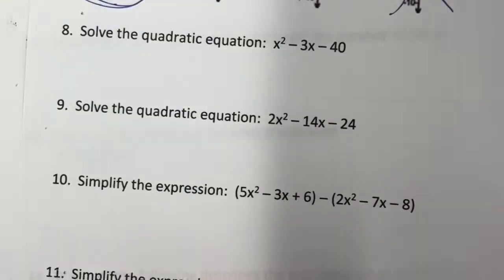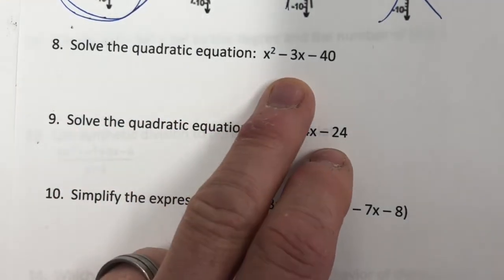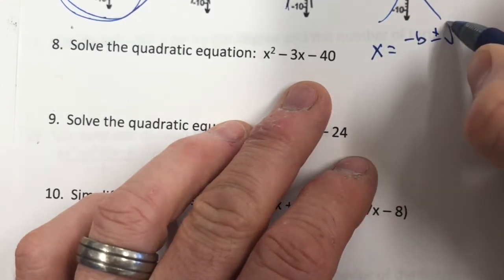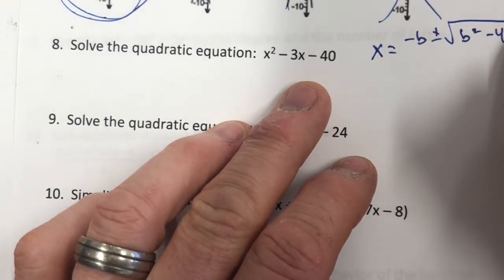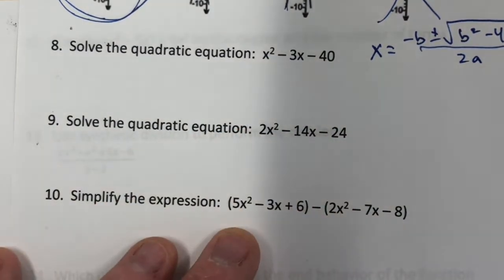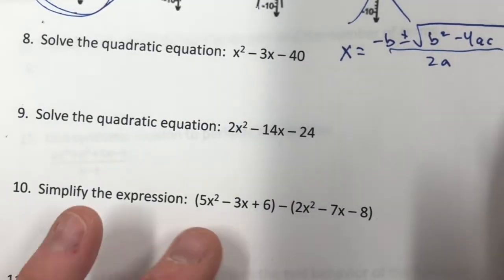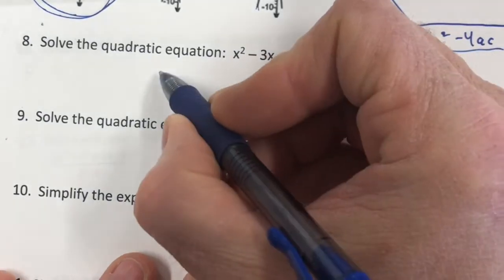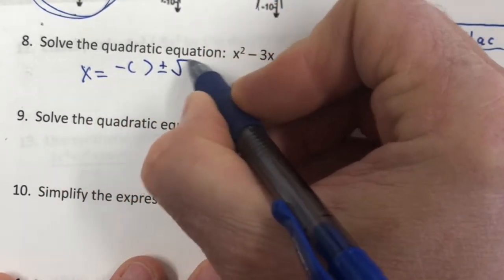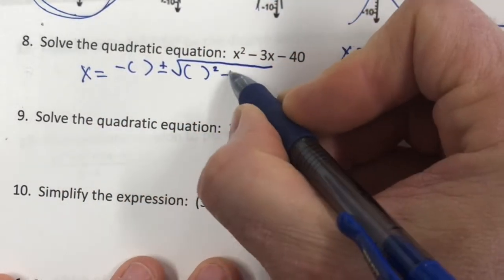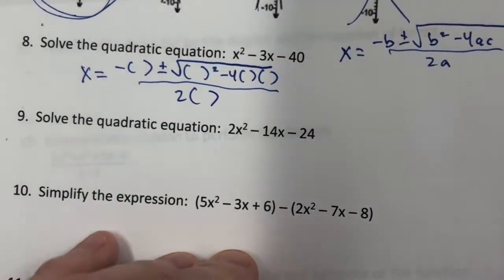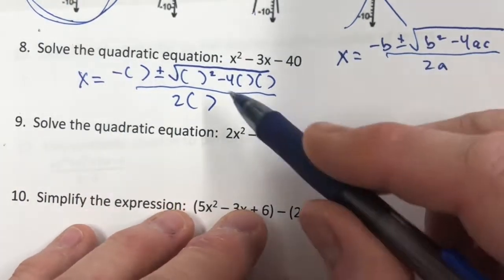Right here, we're going to solve this equation. All right, so we can use the quadratic formula. X equals negative b plus or minus the square root of b squared minus 4ac, all over 2a. Okay, so there's the quadratic formula. So in this one now, x equals negative b plus or minus the square root of b squared minus 4ac all over 2a. And then where the a, b, and c's are, you put these numbers in.